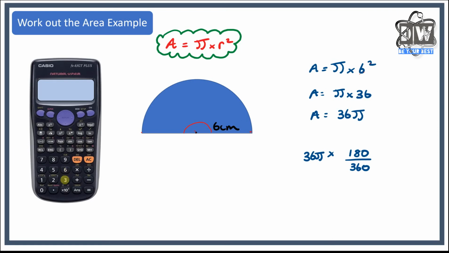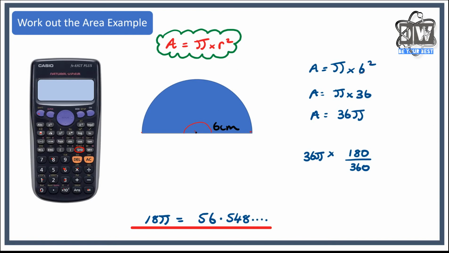We're going to go 36, shift pi, times by 180, and then the fraction button over 360, and then we're going to press equals. What that's going to give us is an amount in pi. It's really important that we write both down. 18 pi, and then to get the normal number with decimals, we'll press the SD button, and that will give us an answer of 56.548, and so forth.